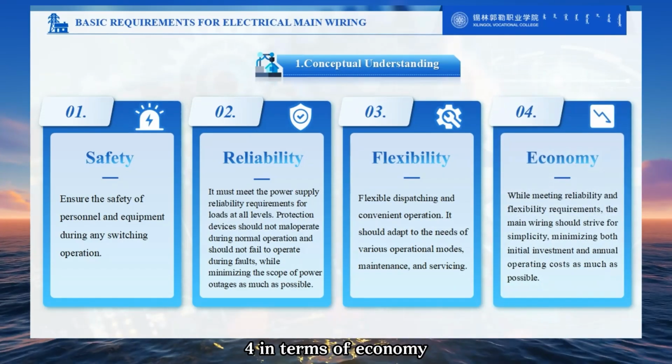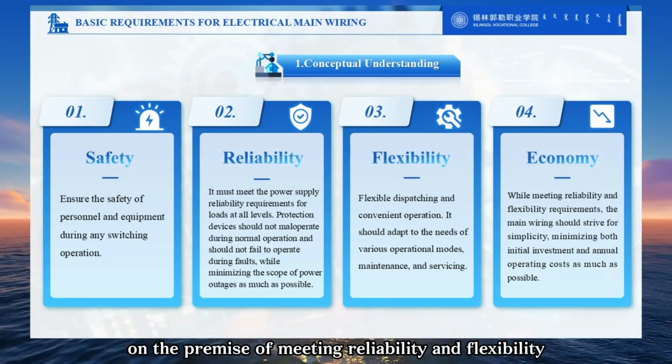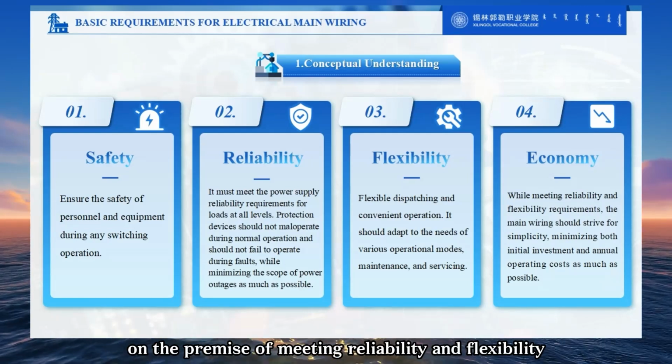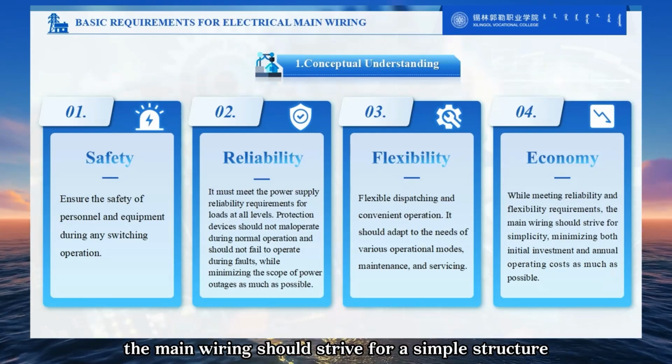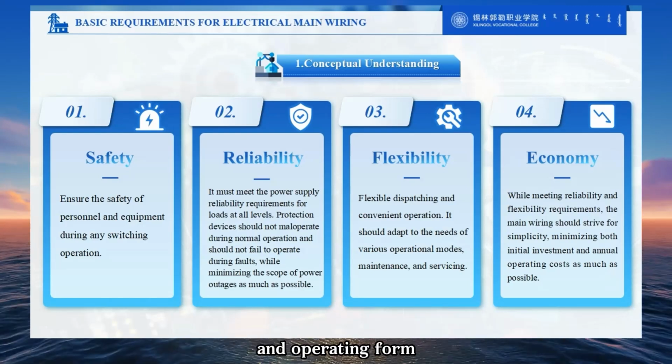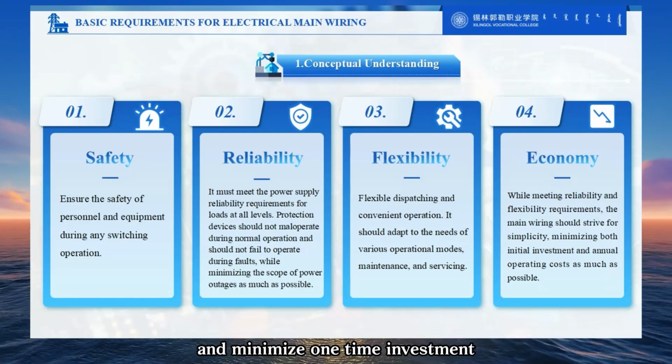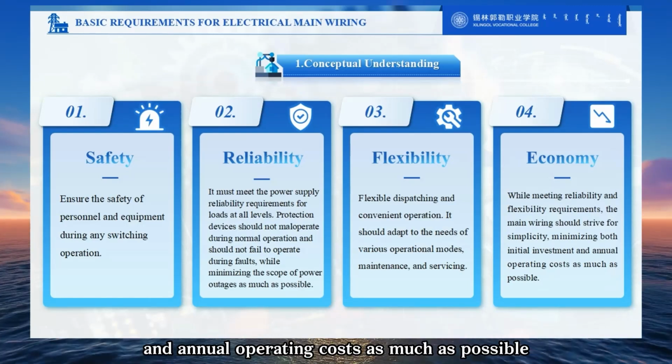4. In terms of economy, on the premise of meeting reliability and flexibility, the main wiring should strive for a simple structure and operating form, and minimize one-time investment and annual operating costs as much as possible.